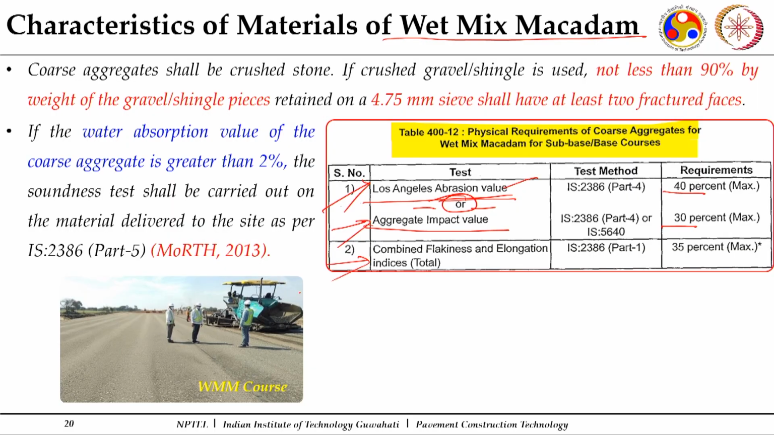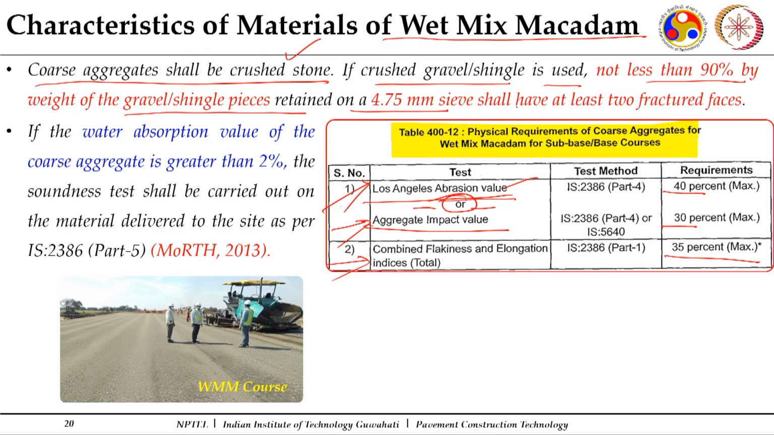Then there is the combined elongation and flakiness index for the material to be used in wet mix macadam, which is used as a base course. The requirement says the combined elongation and flakiness index should be less than 35%. And what materials can be used? The most preferred is crushed stone aggregates. If crushed gravel and shingles are used, not less than 90% by weight of the material retained on 4.75 mm should have at least 2 fractured faces.